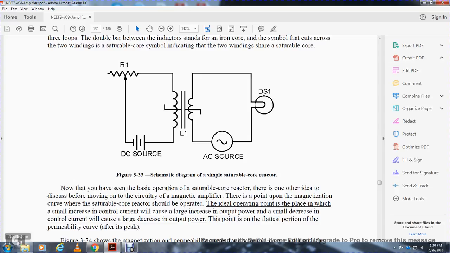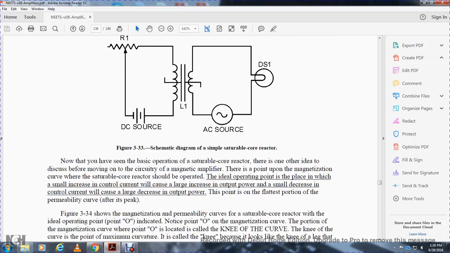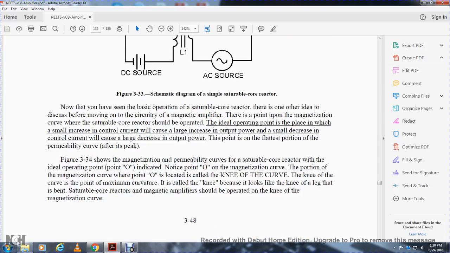This is the point of magnetism, magnetizing the core, where the saturatable cores should be operated. The ideal operation point is the place in which a small increase of the control current causes a large increase of the output power. A small decrease of the control current will cause a large decrease in output power. The point is on the last portion of the permeability curve after its peak.